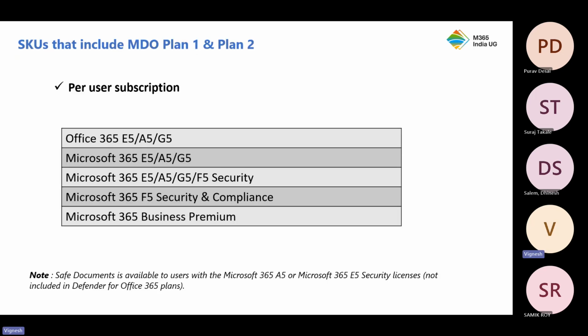In terms of licensing, these are the different SKUs that offer you the MDO Plan 1 and Plan 2 capability, and all of these are per user subscriptions, meaning every single user in your tenant should be licensed or should have this SKU.